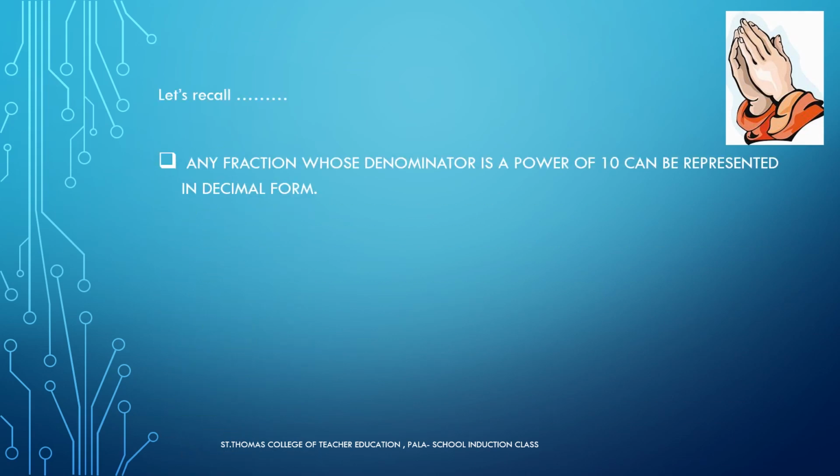Okay, so let's recall what we have seen in the last class. Any fraction whose denominator is a power of 10 can be represented in decimal form. So, can you tell me some examples? Yes, 6 by 10 is equal to 0.6. 75 by 100 is equal to 0.75. And 673 by 1000 is equal to 0.673. Very good.